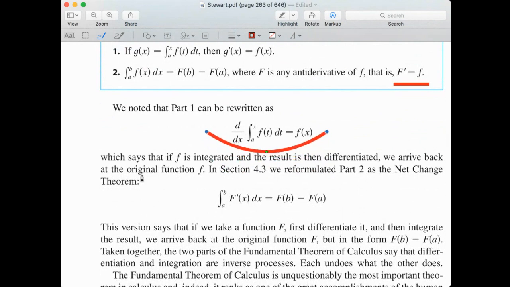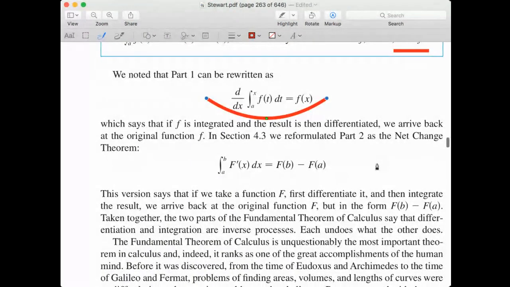Let's read this. It says that if f is integrated and the result is then differentiated, we arrive back at the original function f. So you see f is the integrand. You integrate f on the interval, with this condition on x in the interval. Then you take the derivative, then you just get back to it. That means those two operations, under a nice situation, cancel each other.